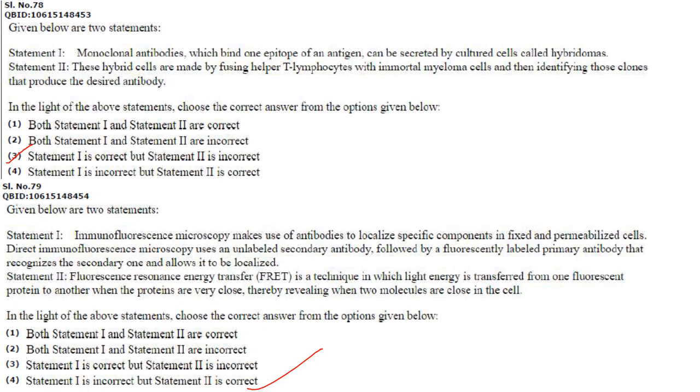We will see statement 2. Fluorescence resonance energy transfer is a technique in which light energy is transferred from one fluorescent protein to another when the proteins are very close, thereby revealing when two molecules are close in the cell. That is correct. So statement 1 is incorrect whereas statement 2 is correct. So the answer here is option 4.